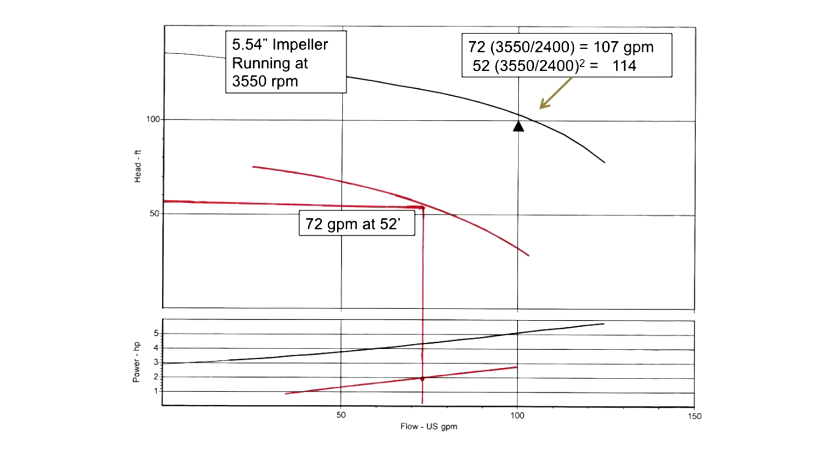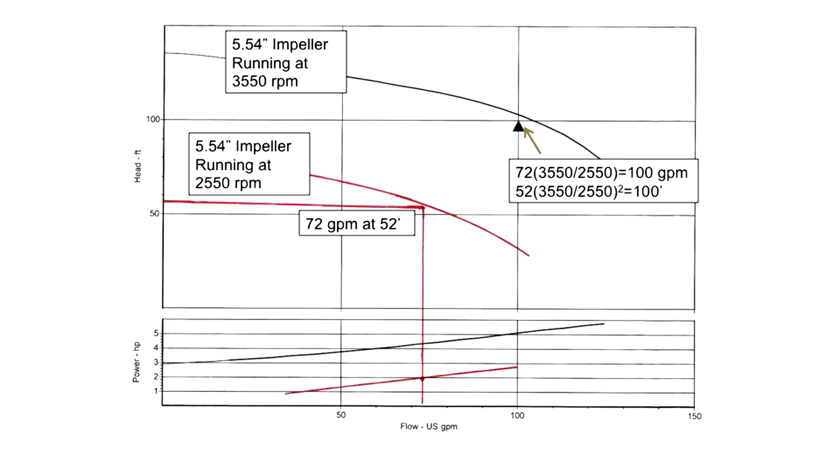Let's assume 2400 RPM. Then 72 times the quantity 3550 divided by 2400 equals 107 GPM, and 52 foot times the quantity 3550 divided by 2400 squared equals 114 foot. As you can see, it is above the curve, so the speed change was too much. So assume 2550 RPM. By doing the same calculations, it now falls on the curve, which means the assumed speed of 2550 RPM is correct. Sometimes this could take a few iterations.